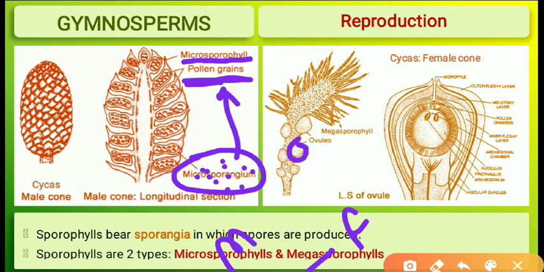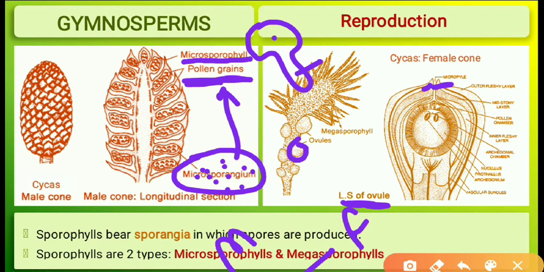Then this is the LS of ovule, longitudinal section of ovule. Remember I told you the largest ovule found in the kingdom Plantae is in Cycas. The largest male gamete is also found in Cycas. This is the structure of the ovule, which has the micropyle. Micropyle means, micro means very small and pyle means gate, from where the pollen tube will enter. This microspore will produce a structure like this. This is the pollen tube and here will be the nucleus. So to take the entry of this pollen tube into this ovule, the micropyle is here.